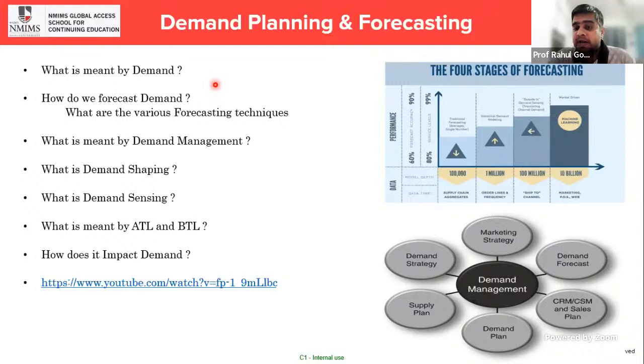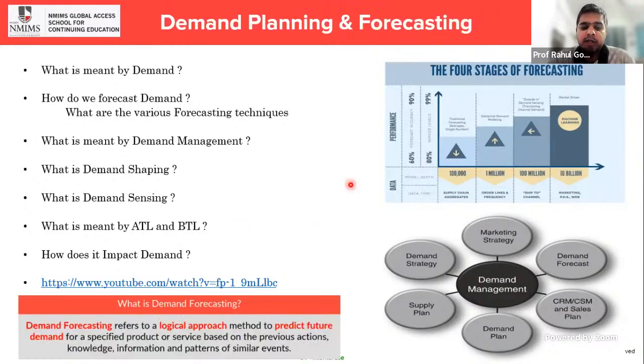We discussed what is meant by demand. We discussed the difference between tertiary demand, secondary demand, and primary demand. We discussed some of the basic forecasting techniques. We discussed the difference between demand forecast, demand plan, and demand management. We discussed what demand shaping means, what demand sensing means, what is meant by ATL, BTL, above the line, below the line inputs, and how they drive demand. And this is what we discussed for demand planning and forecasting.